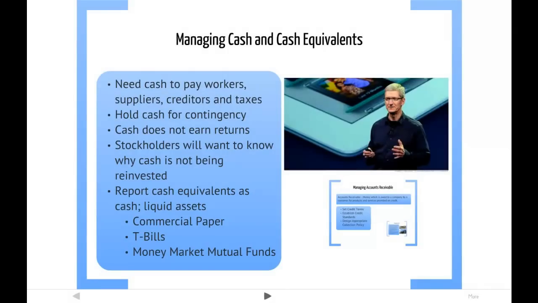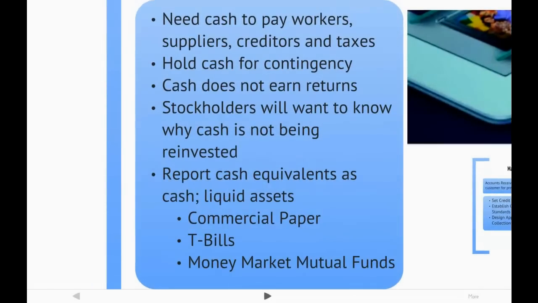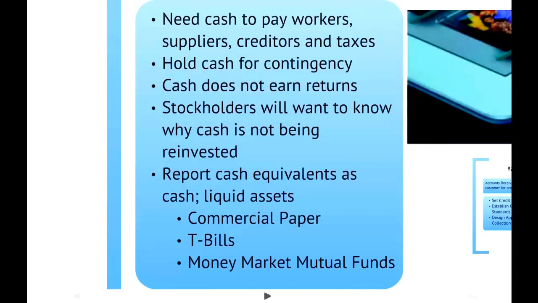So briefly, let's discuss managing cash and cash equivalents. Cash, obviously we know what that is. A cash equivalent is something that is essentially like cash or can be converted to cash fairly easily, and it needs to be managed fairly successfully for the most part. So obviously companies need cash for a number of different reasons. We're going to try and pay workers, suppliers, creditors, and we have to pay taxes. And many companies, especially in the climate that we're in now, will hold cash because there's a lot of uncertainty in the markets now.